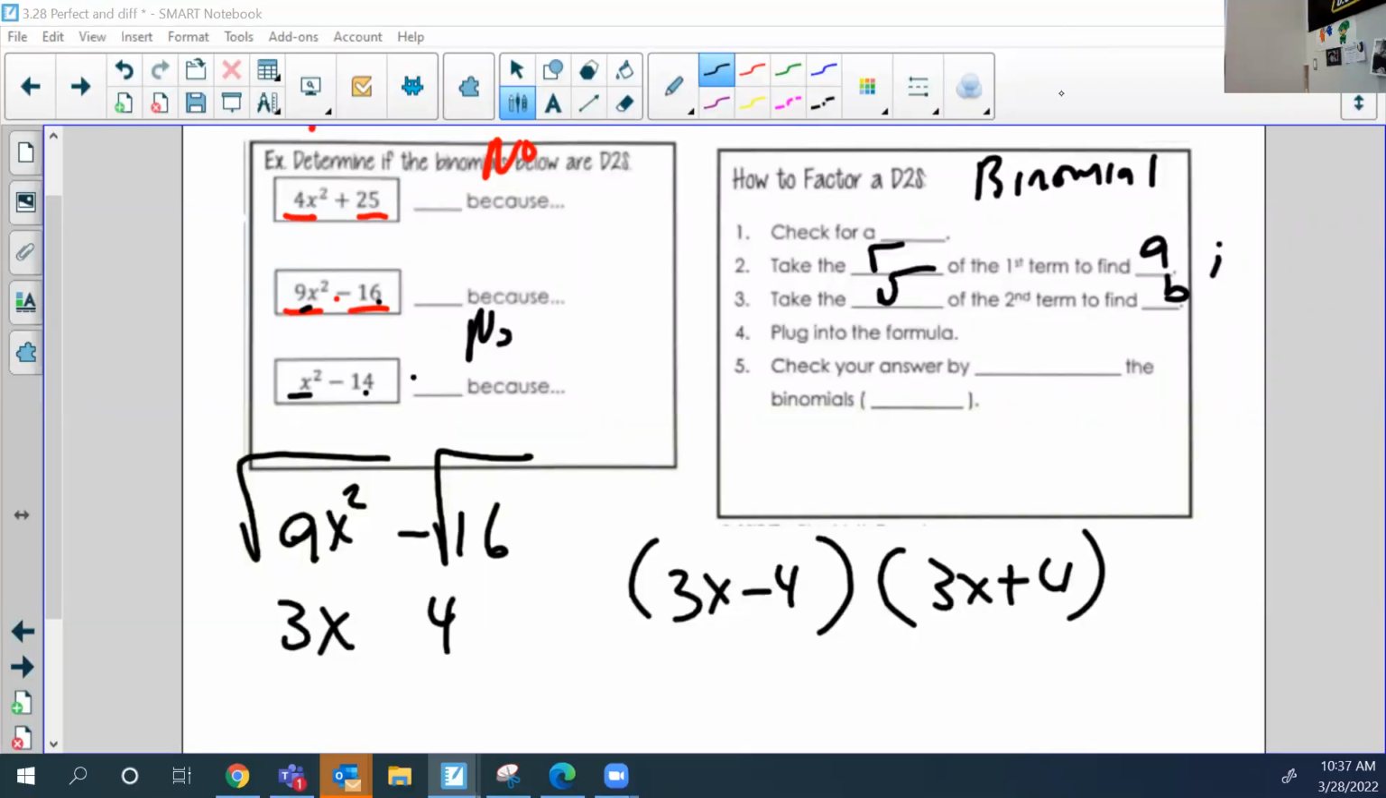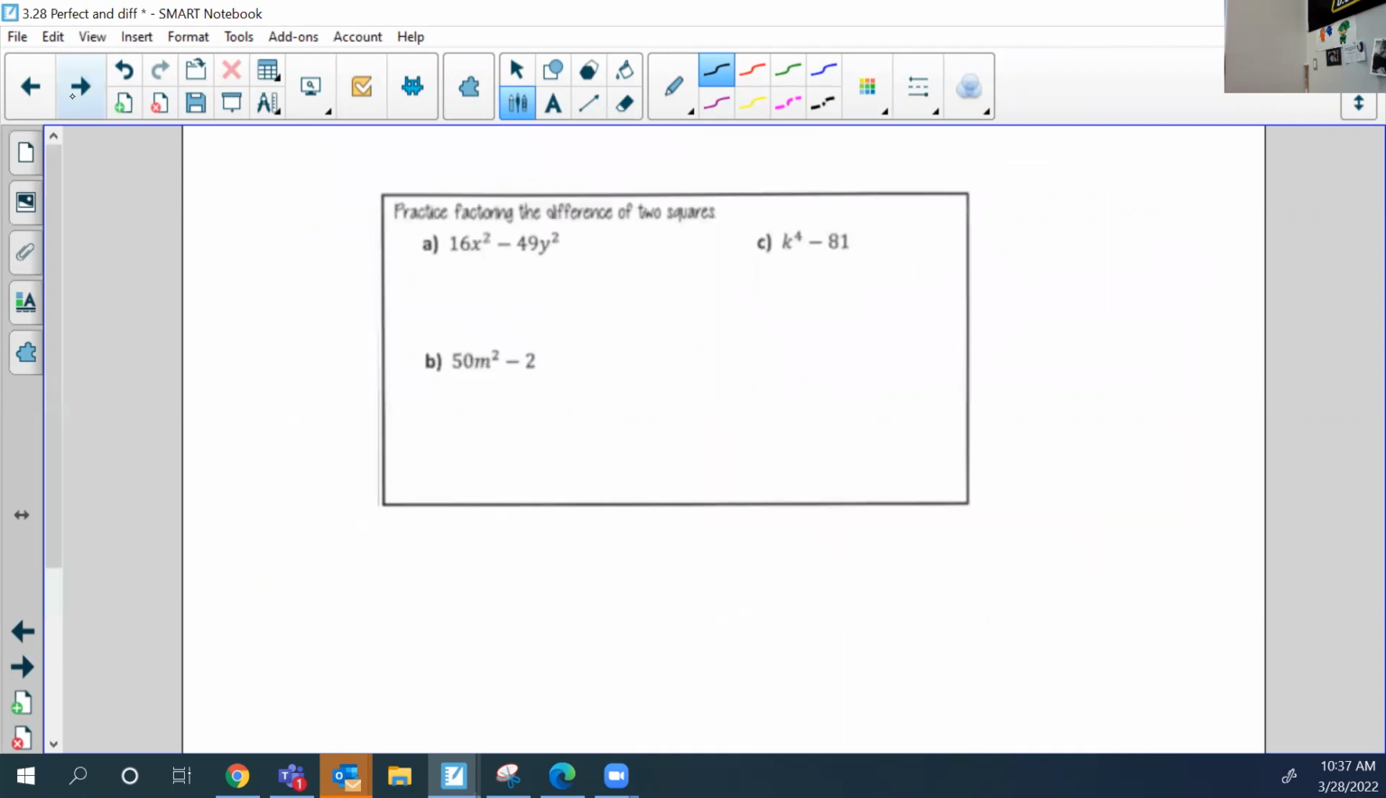Okay, and so then you plug into the formula and check your answers by doing the FOIL method. Okay, let's see. What's the next one? Here are some more examples.